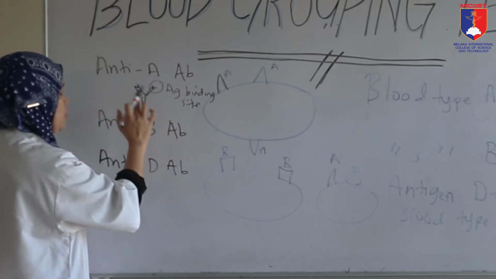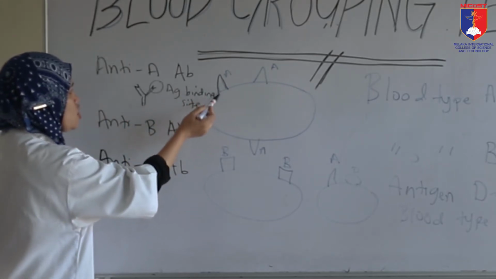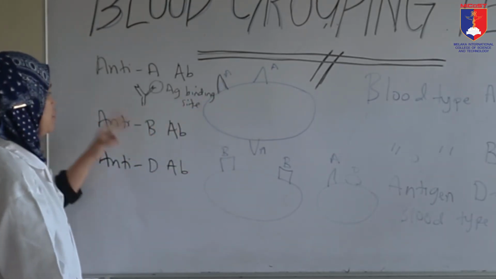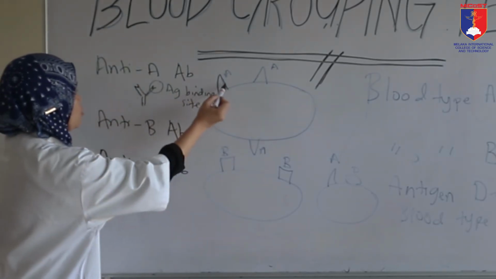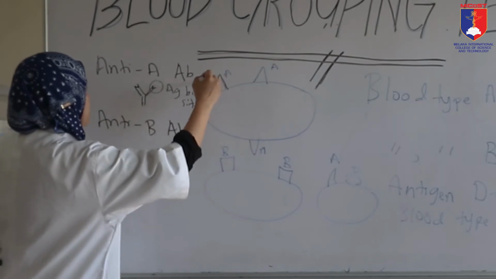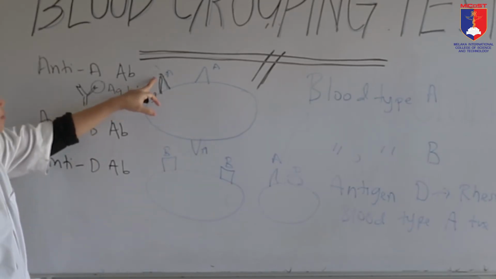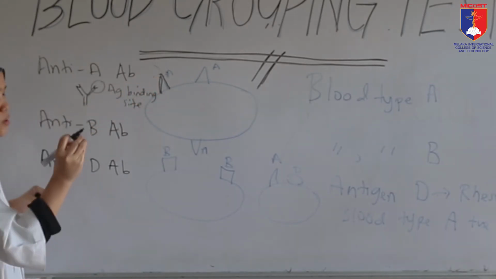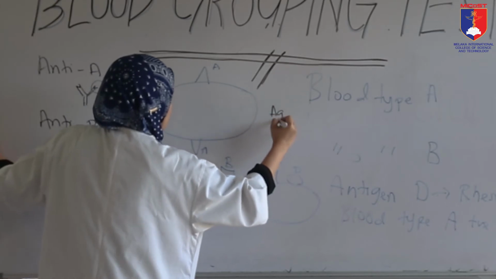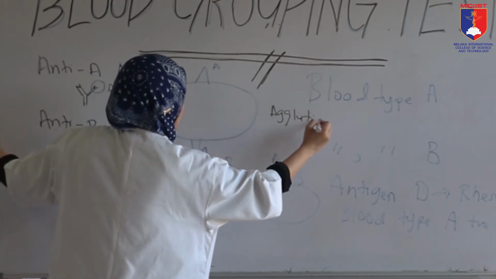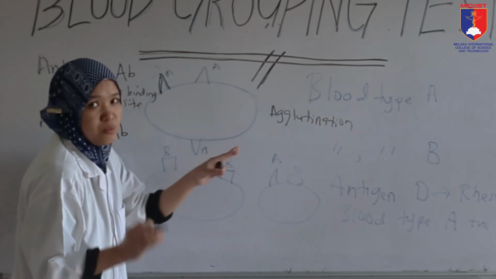It means that the antibody will recognize the antigen specifically. So if this anti-A antibody binds to antigen A, after the binding of anti-A antibody to antigen A, there will be a response called agglutination. Atau kita panggil dalam bahasa Melayu gumpalan.